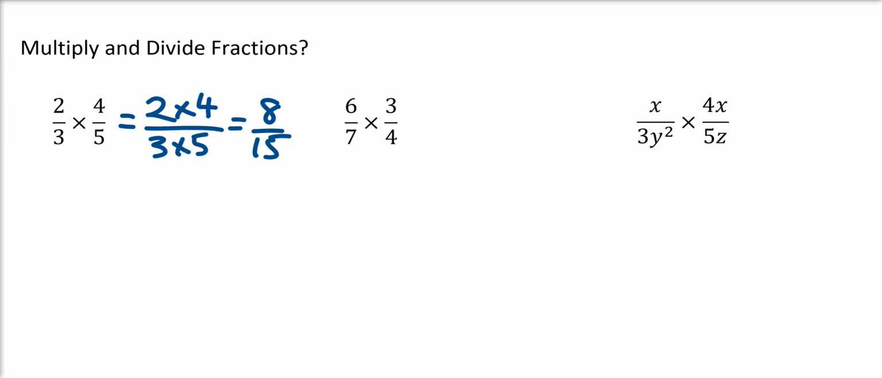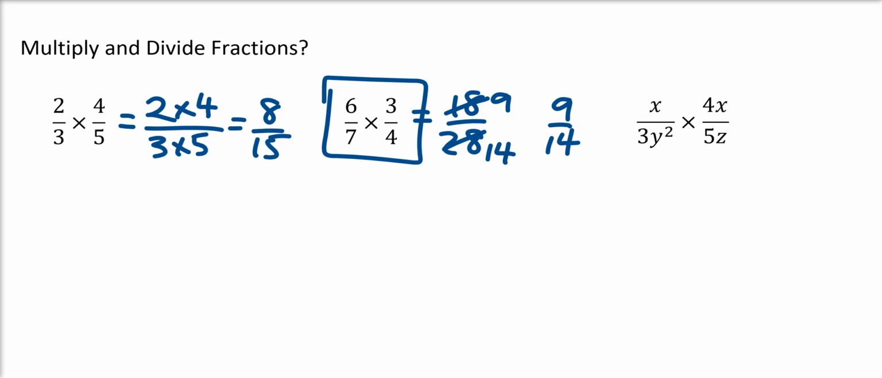So the next one, 18 over 28. Is that right? Does that simplify though? That's not the final answer, because there's a common factor of 2. So that should be 9/14. And ideally, you should be able to find that in this part here. So how do you see that in this part here?